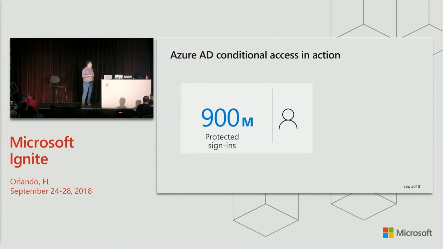Now, preparing and getting ready for these decks and everything, we have a bunch of numbers flying around. One that jumped out to me is that we have 900 million protected sign-ins with conditional access policy right now. It's really being widely adopted.